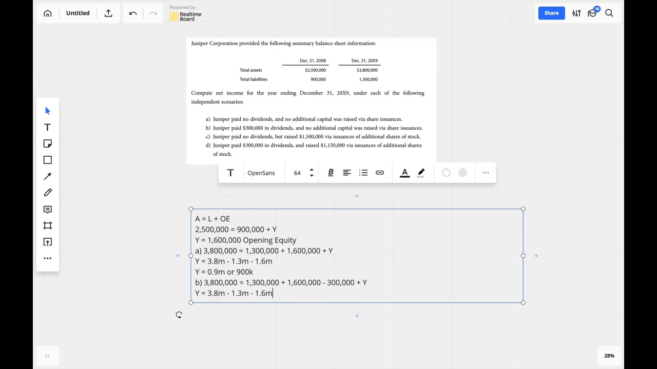Instead of deducting the 300k, we're going to add it back, because when you move this across to the other side, you're going to have to add that back. And so then y will end up being 3.8 minus 1.3 minus 1.6 plus $300,000 is $1.2 million.